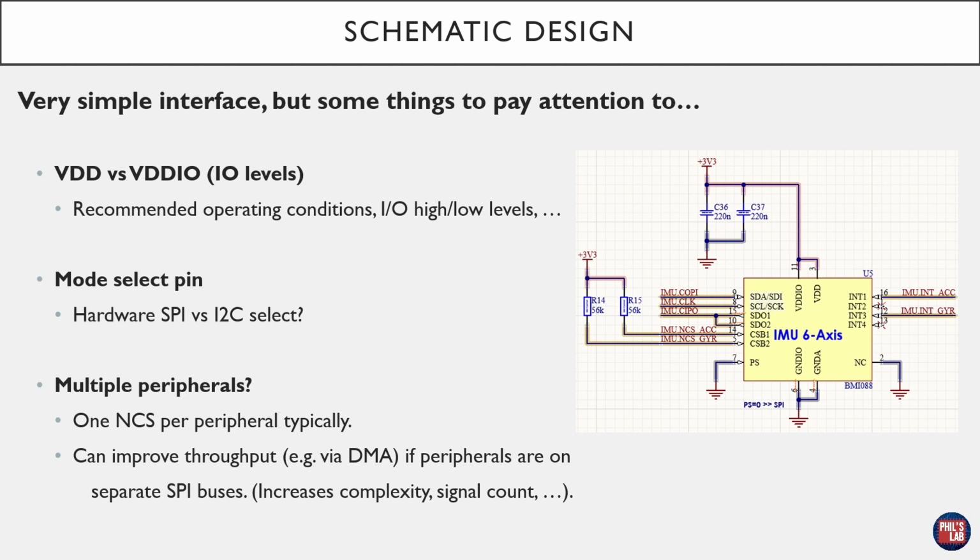Remember, if you have multiple peripherals on the same SPI bus, the access is limited to one at a time. Whereas if you have several SPI buses, you can have accesses in parallel, for example, if you use DMA or multiple cores and so on. That does, however, increase the complexity and signal pin count.